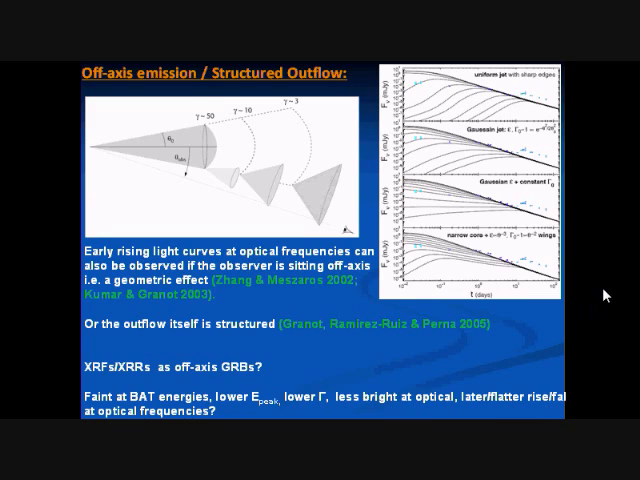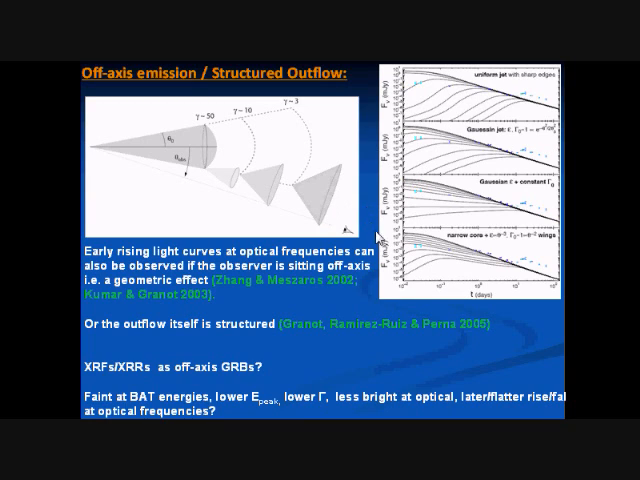It's also possible that, if you see the left hand side of this figure, the observer is not sitting on axis. Then the observer will not be able to see the full jet. If the observer is off axis, then the observer will not be able to see the effect of the jet in one go, but will see the effect of the jet in due course of time, and that will give rise to a different effect.